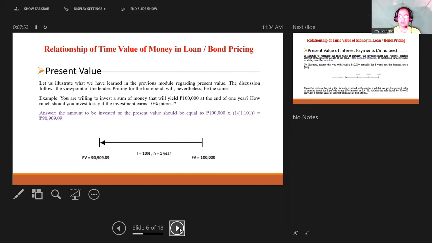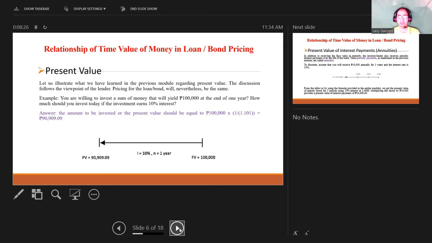Now, let us relate the present value topic to this loan and bond pricing. Let us illustrate what we have learned in the previous module regarding present value. The discussion follows the viewpoint of the lender o yung nagpapautang. Pricing for the loan or bond will nevertheless be the same.